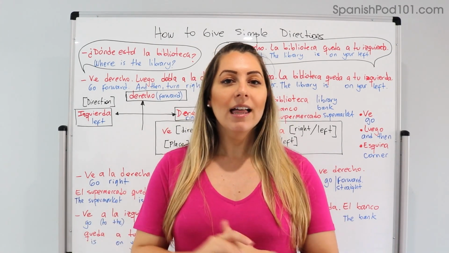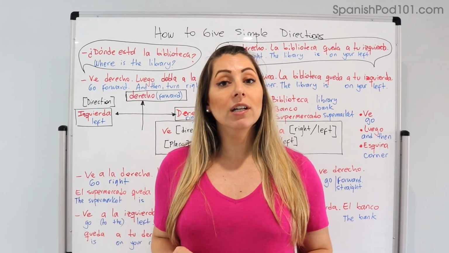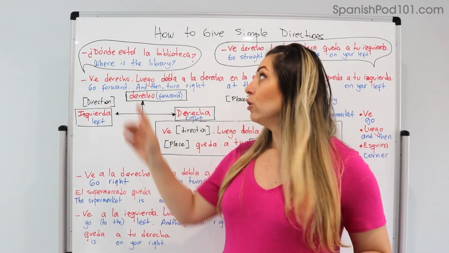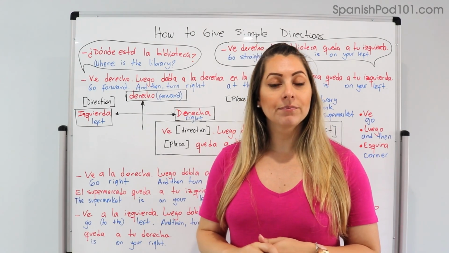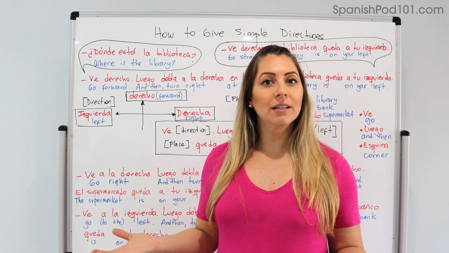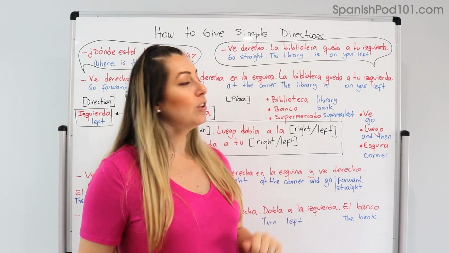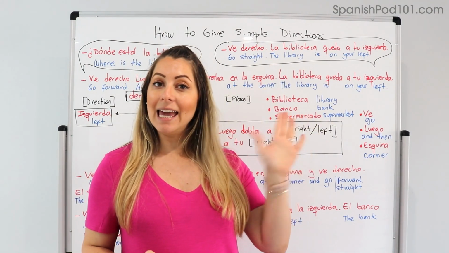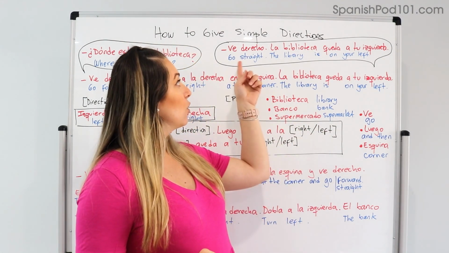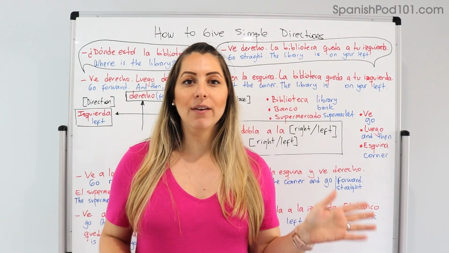So we're going to start this class having a look at a dialogue. So let's say that we have a student who's looking for the library in Spanish. The question is, ¿dónde está la biblioteca? Where is the library? Ve derecho, la biblioteca queda a tu izquierda. So go straight or go forward and the library is on your left.